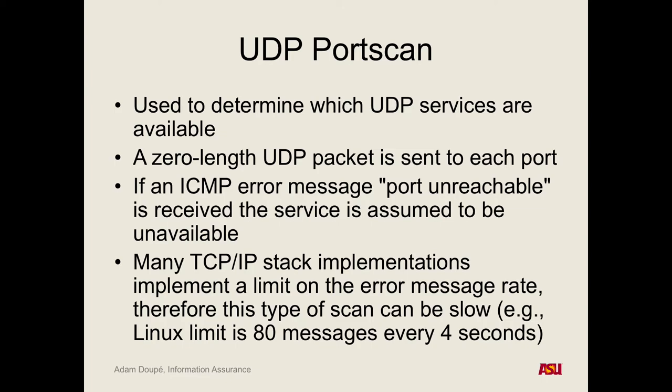So because of this, it's important to understand how the operating system actually responds, right? Like, how will the operating system respond if you send 65,000 UDP packets to it? Part of what happens is there's actually a limit on the number of these ICMP port unreachable error messages: 80 messages every 4 seconds. So you have to configure your scan to send less than this. Otherwise, you may hit this limit, and you'll start thinking that ports are open when they're not.